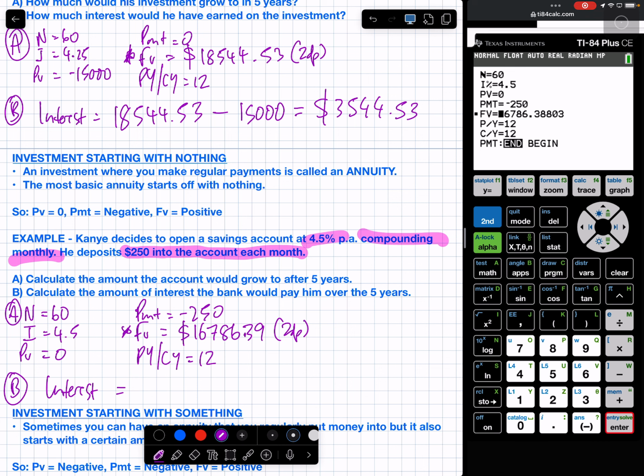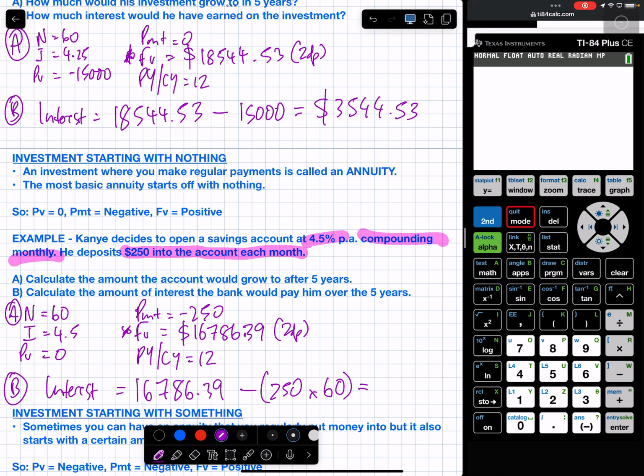So interest is going to be what it grew to, $16,786.39 minus, we're not just going to take $15,000 because did he pay $250? How many times did he pay $250 into that account over the 5 years? There's a number there that tells me how many times. 60. He paid $250 60 times, so we need to take away those 60 payments of 250.